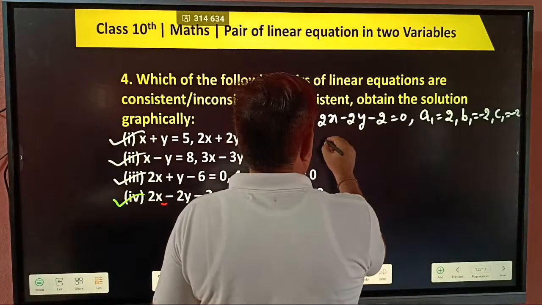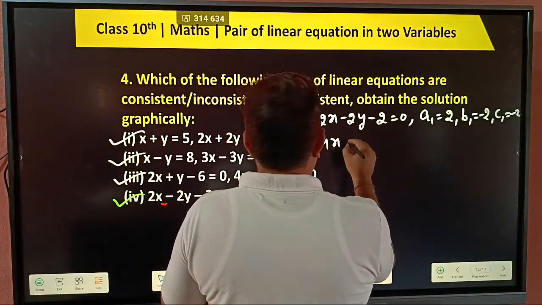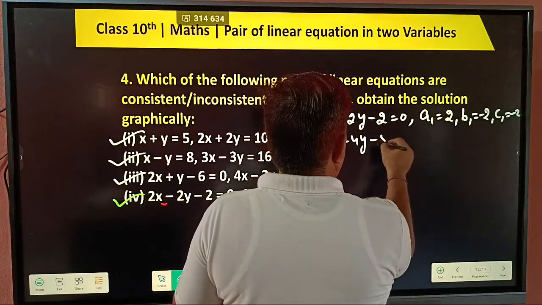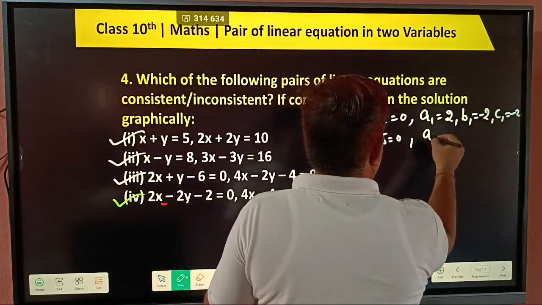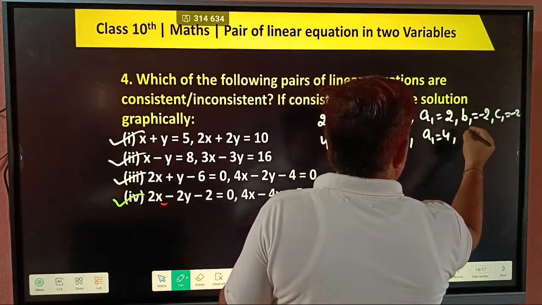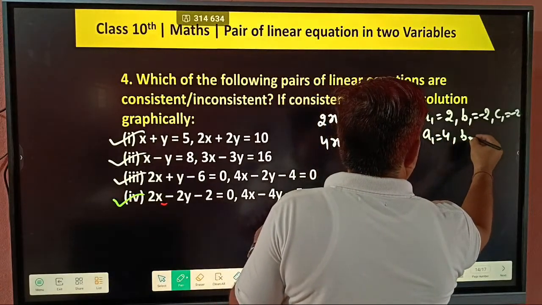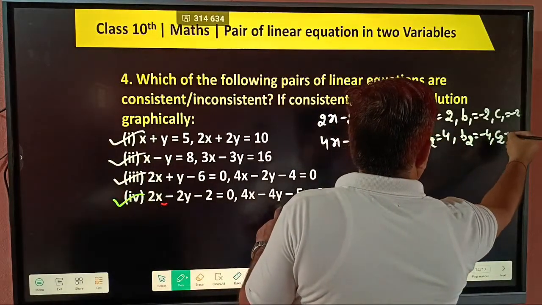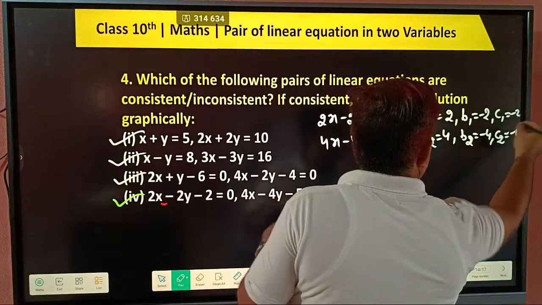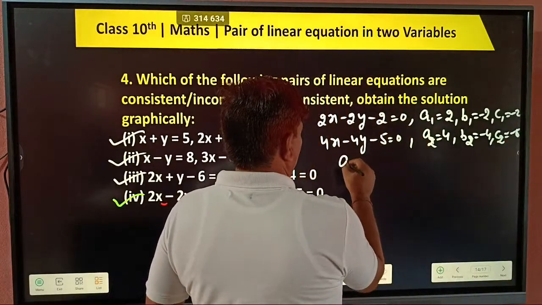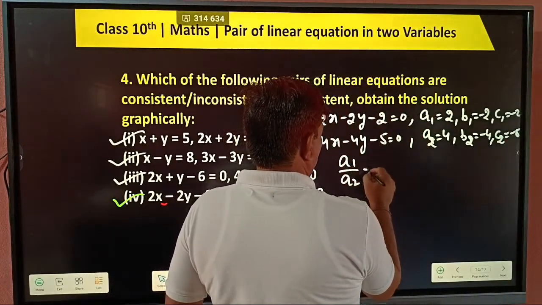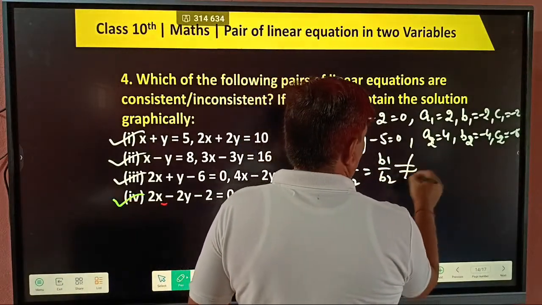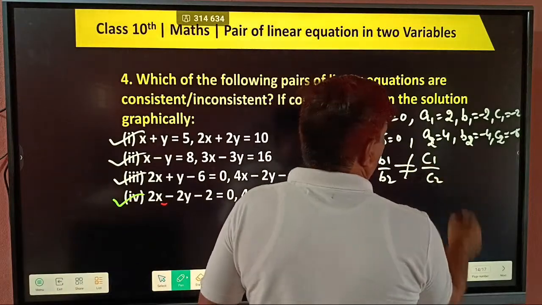Then 4x minus 4y minus 5 equal to 0. So what's your a2? 4. What's your b2? a2 is equal to 4, b2 is minus 4, c2 is minus 5. So if you check here, a1 by a2 equal to b1 by b2, and this is not equal to c1 by c2.